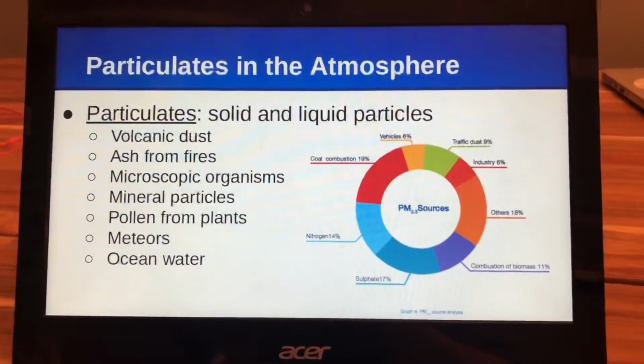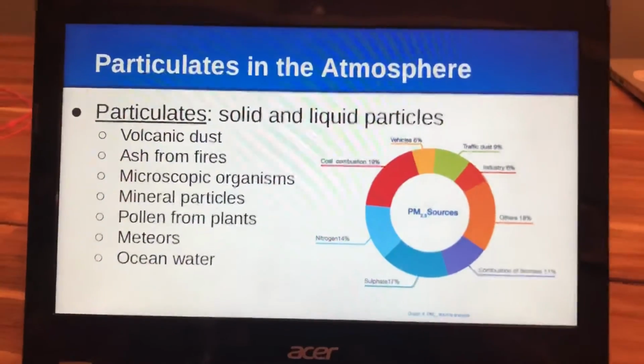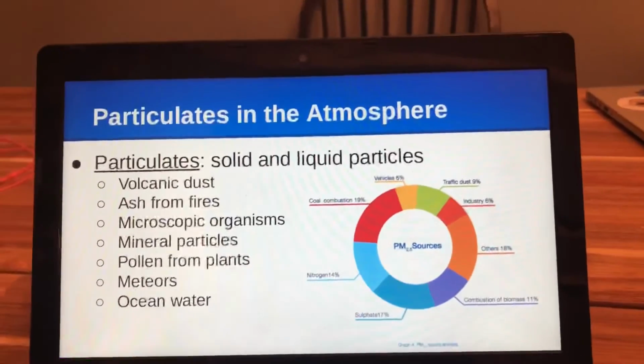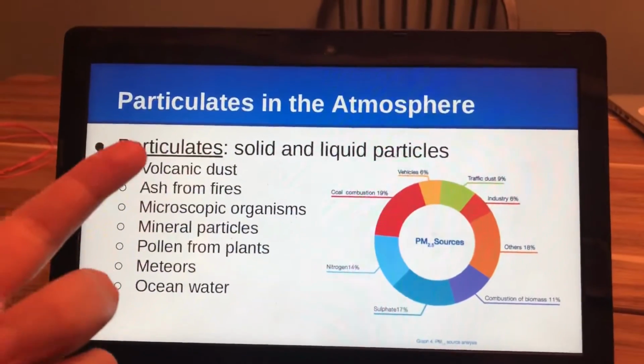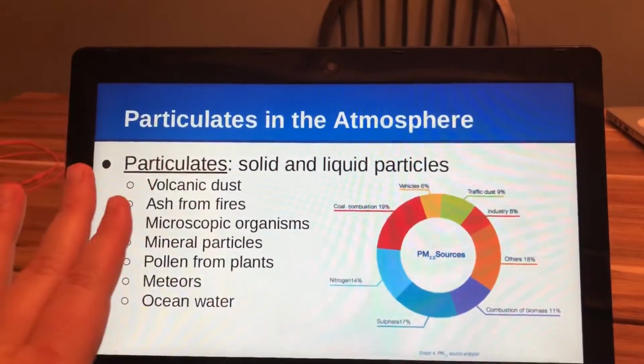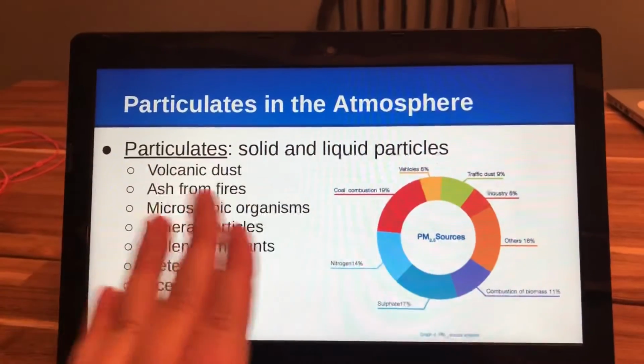All right, and the last thing we're going to talk about are particulates in the atmosphere. So this is all of the stuff that's in the atmosphere that's not a gas, it's not water, it's not carbon dioxide, it's not any of the gases that we've talked about already. This is all that other stuff.